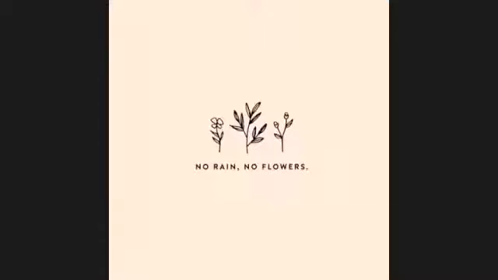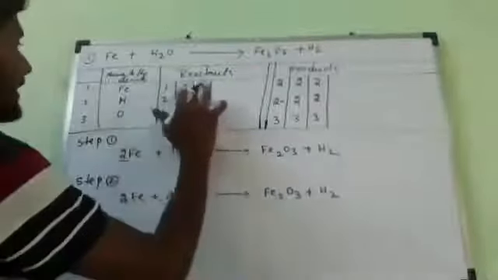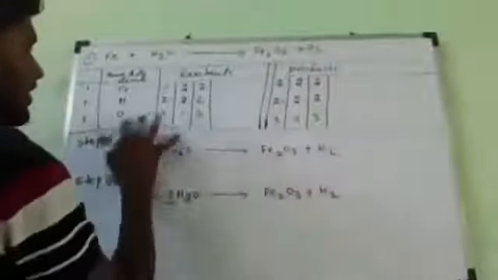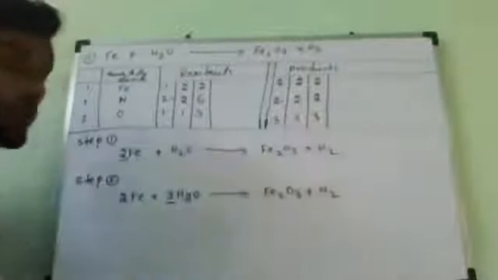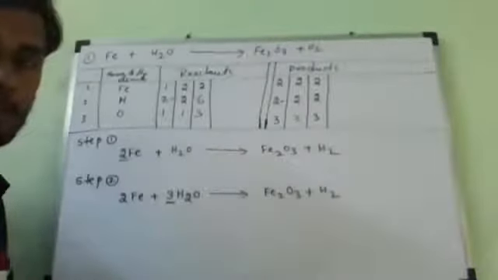Now, if you observe here, irons are balancing. Hydrogens here are 6 and here 2, and oxygens are 3 and 3. Again, hydrogen has become unbalanced. So now, which side do we have to balance?